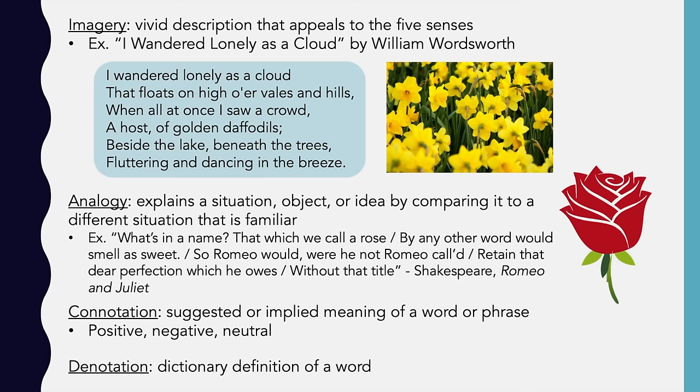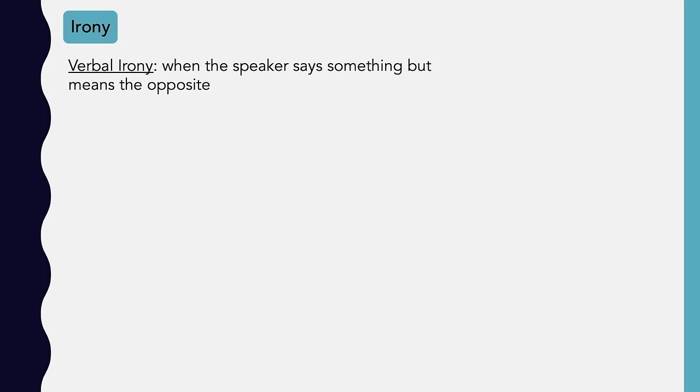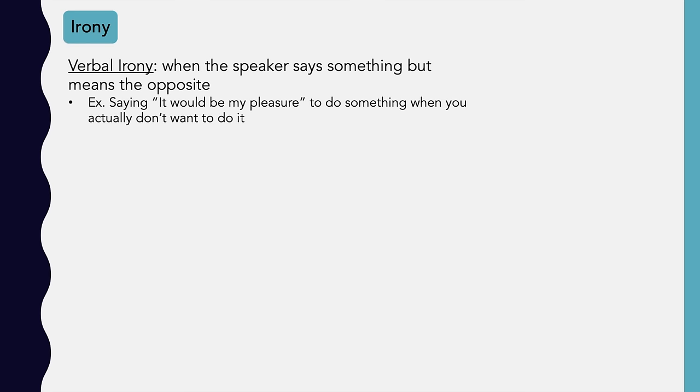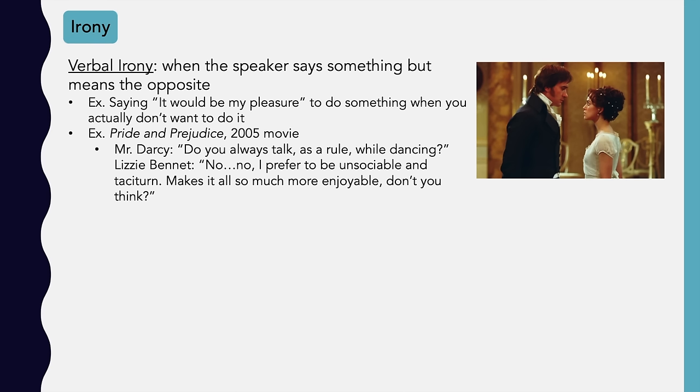For irony, there are three different types, and the first type is verbal irony, which is when the speaker says something but actually means the opposite. An example would be saying, "It would be my pleasure to do something," when you actually really don't want to do it. And here's an example from Pride and Prejudice, the 2005 movie based on Jane Austen's novel.